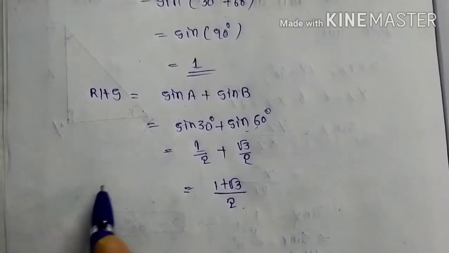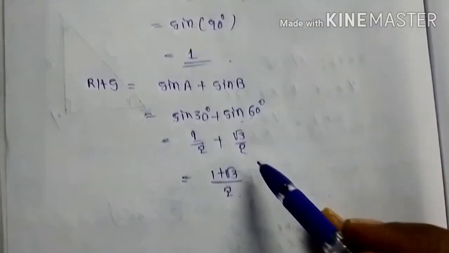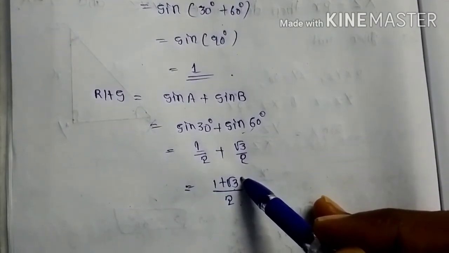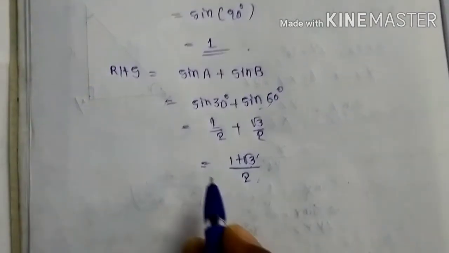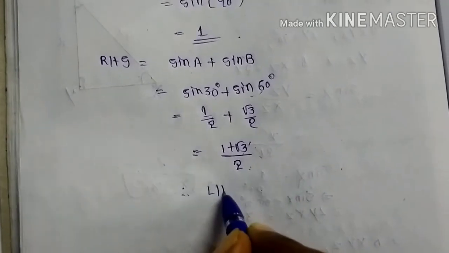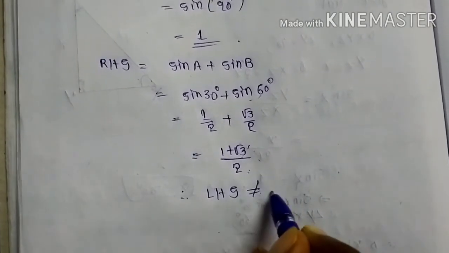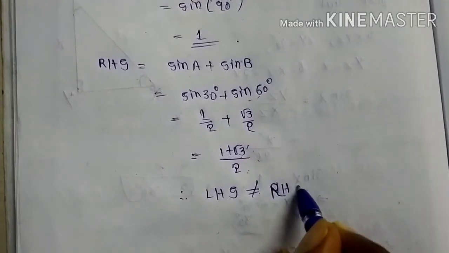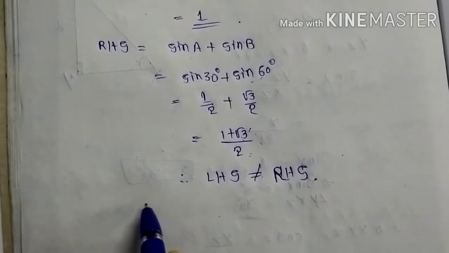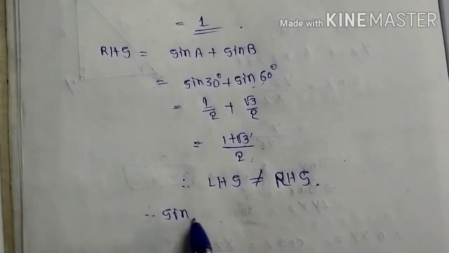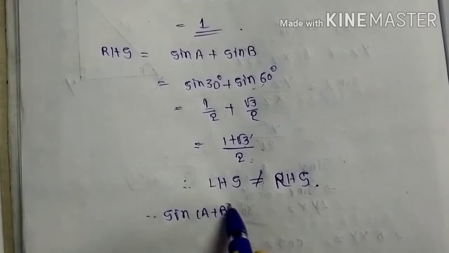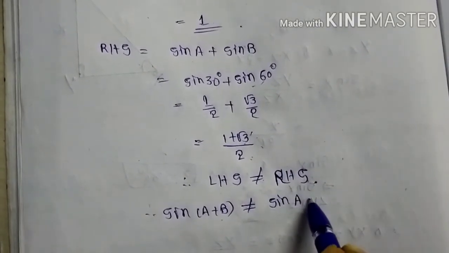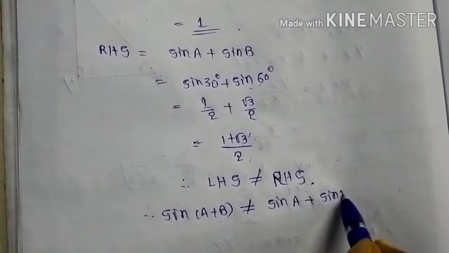Once you observe here, LHS value is 1. RHS value is 1 plus root 3 by 2. Are both equal or not? Is it equal? It's not equal. So you can write here, therefore, LHS is not equal to RHS. LHS is not equal to RHS. Therefore, you can write sin of A plus B is not equal to sin A plus sin B.